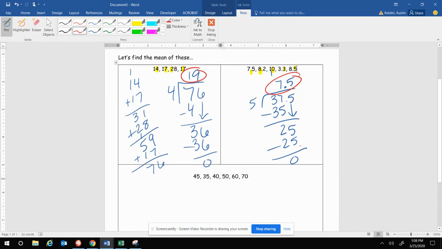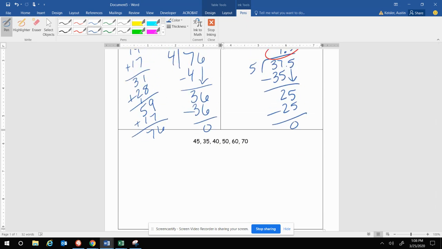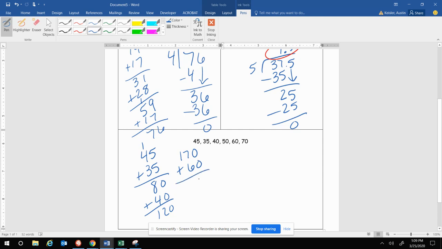So my average for the second one, or the mean, is 7.5. And then last one, we've got some bigger numbers here, but these are easier numbers to add up. I'm going to do 45 plus 35 first, and I get 80. Now 80 plus 40 is 120. I know 120 plus 50 is 170. So 170 plus 60 is 230, and then 230 plus 70 is exactly 300.